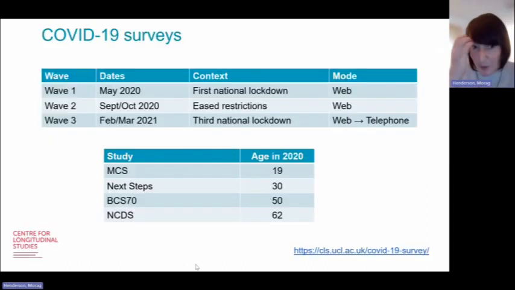The thing that knits them all together is that in addition to the main sweeps as they've aged from birth in most cases, we did some COVID-19 web surveys from May 2020 to March 2021. So three data collections that captured the experiences that people had during that very particular time in people's lives, the period effect of the pandemic. You can see the age of each of the study members in 2020.